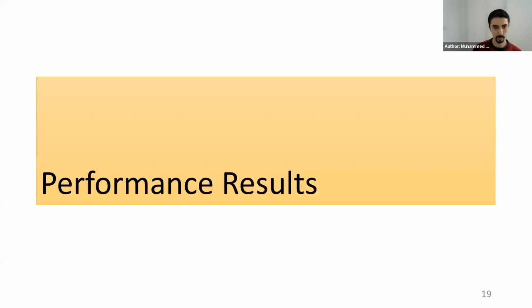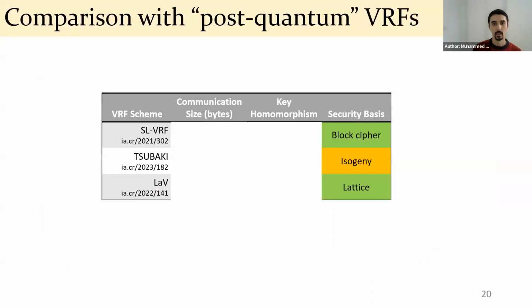Okay, I'll just wrap up with the performance results. So these are some post-quantum schemes: SLVRF, Tsubaki, and LOW. SLVRF is based on block ciphers, Tsubaki is based on isogenies, which was recently introduced, and LOW is based on lattices. So the LOW construction naturally supports key homomorphism, and SLVRF is based on symmetric key schemes. It does not support key homomorphism. And this is actually an important property to build higher level applications, like, for example, e-cash systems.